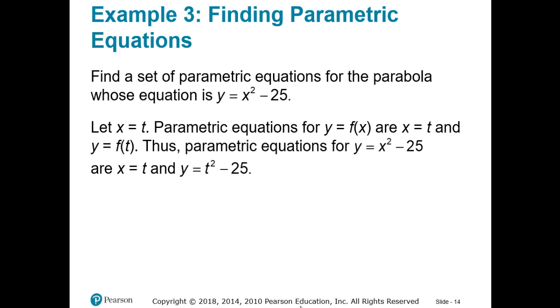And the last example, example 3, finding parametric equations. Find a set of parametric equations for the parabola whose equation is y equals x squared minus 25. Let x equals t. Parametric equations for y equals f of x are x equals t and y equals f of t. Those parametric equations for y equals x squared minus 25 are x equals t and y equals t squared minus 25.